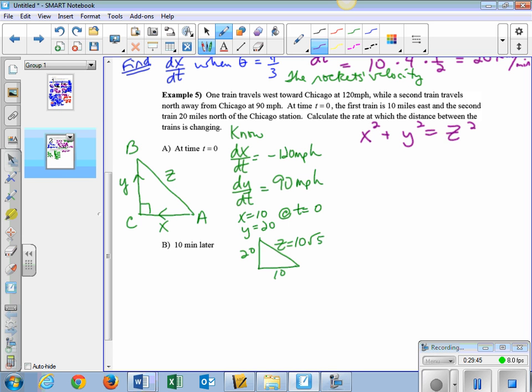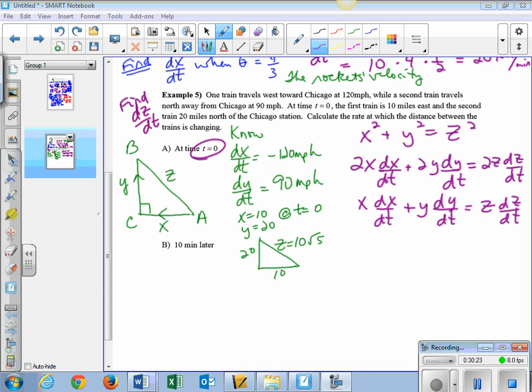What are we trying to find? We're trying to find the rate at which the distance between the trains is changing. So I'm trying to find dz/dt. Okay, I didn't write that down anywhere. I'm trying to find dz/dt at, do I know a time? At t equals 0. Alrighty. Okay, so if you got it set up correctly, go ahead and finish it. I'll just go ahead and put my work up here so you can check it in a minute. You can pause the video if you need to.